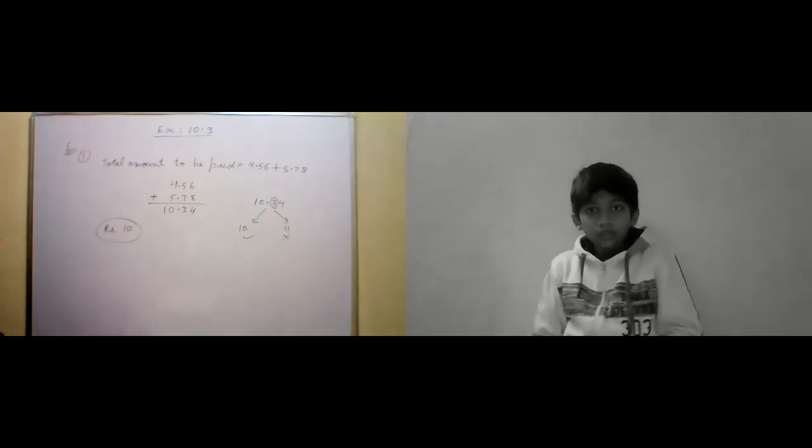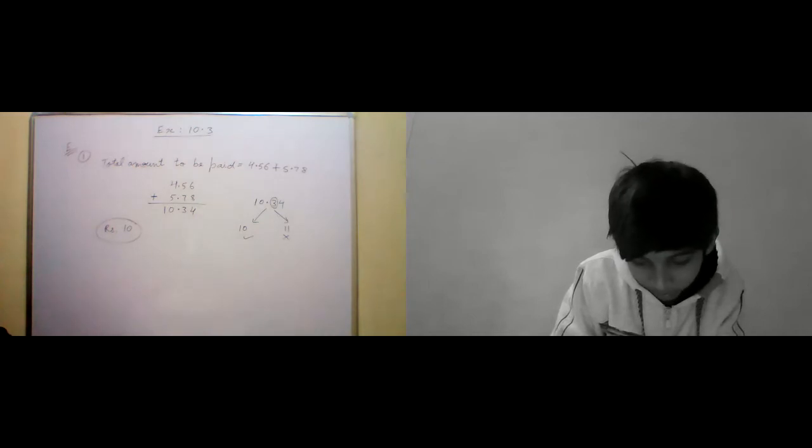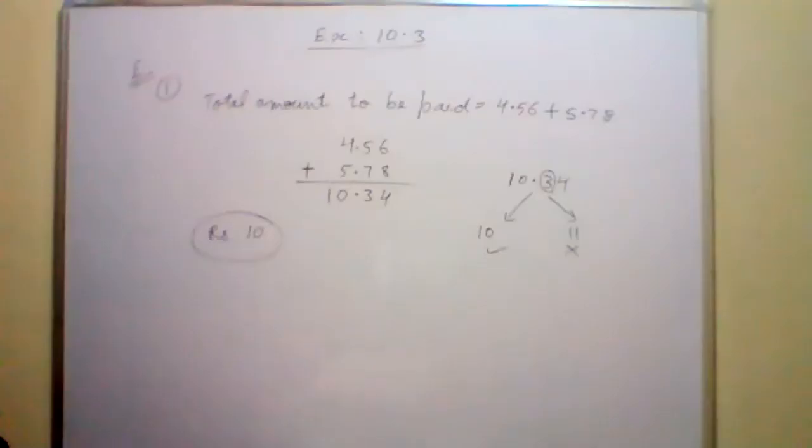Second statement of question 2, you can write: amount of water in another jug equals 38.65 liters. And then finally, total amount of water equals 45.78 plus 38.65. Like this, you can write down the statements.